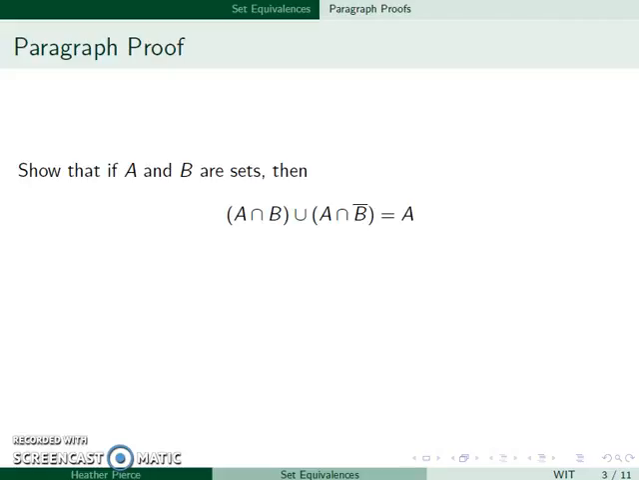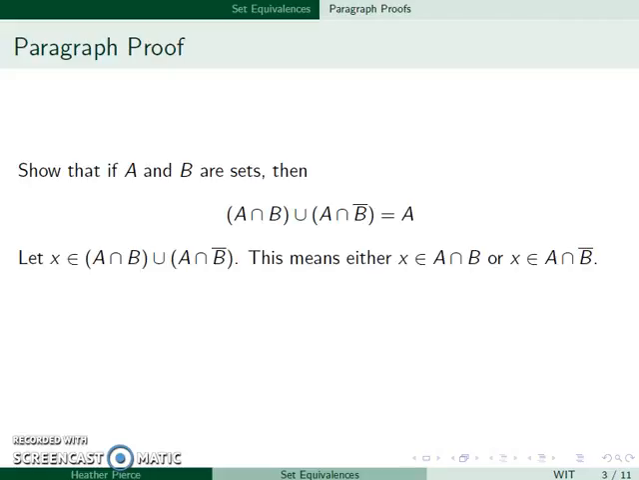If A and B are sets, we want to show that A intersect B union A intersect B bar is equal to A. The idea is to start with letting X be an element in the left-hand side. So we're going to let X be an element of A intersect B union A intersect B bar. By definition of the union, this means X is either in A intersect B or X is in A intersect B bar.